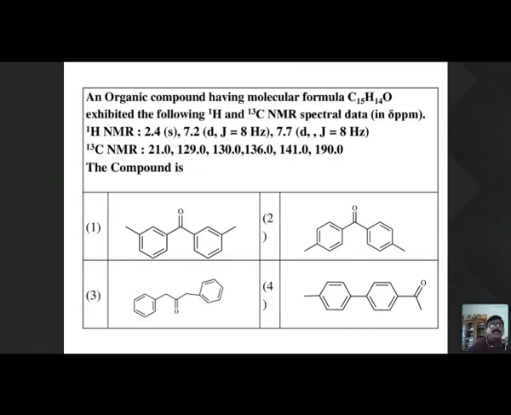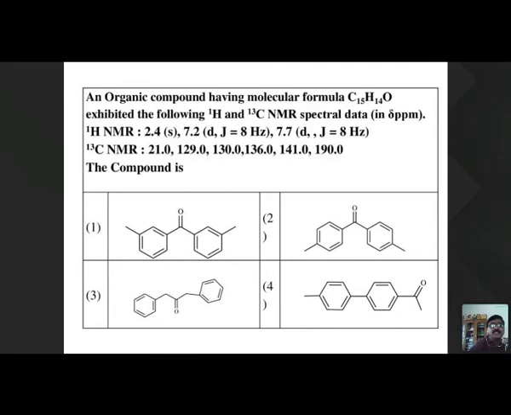See here, you know that 7 region is for aromatic and this is an 8 hertz coupling constant. That means you have got only two signals, so it's a symmetrical pattern. It is symmetrically substituted, with only one alkyl signal, 2.4. 2.4 is meant for the methyl group directly attached to the aromatic ring or the methyl group attached to a carbonyl group. Both will show around 2 to 2.5. So based on just this proton NMR itself, you can decide.